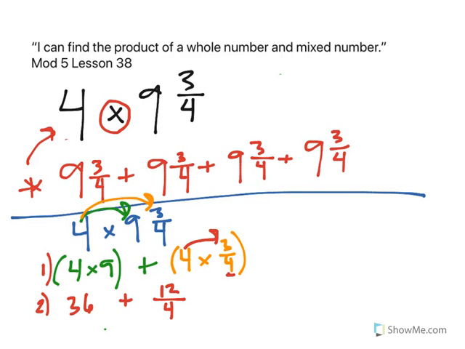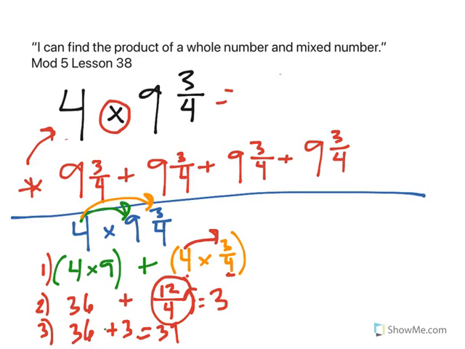Okay, and this is an improper fraction, so I can go ahead and change this before I add it. 4 can go into 12 3 times. So now I'm just adding, step 3. 36 plus 3, that's going to be 39. This is the second one that it's given us our answer as just a whole number, 39. So 4 times 9 3/4 equals 39.